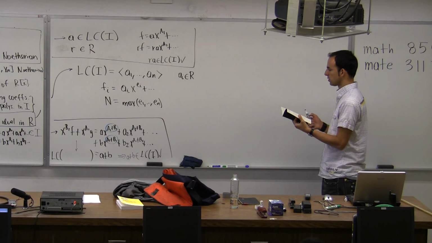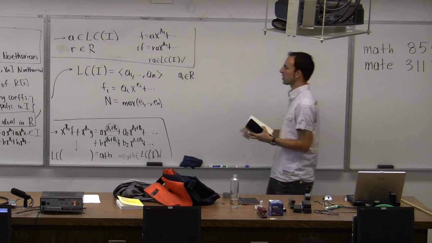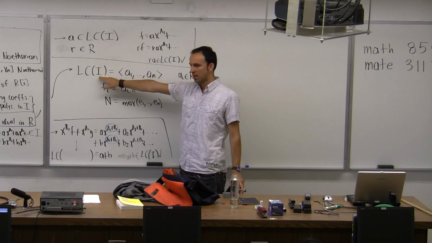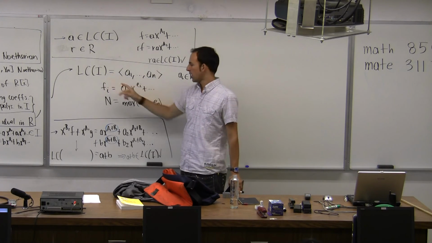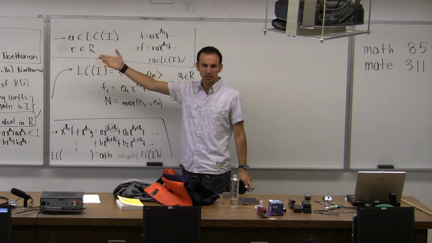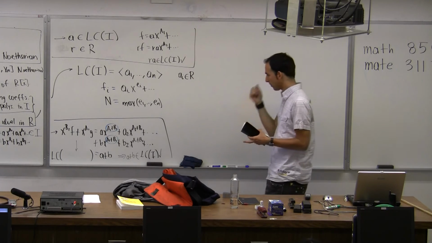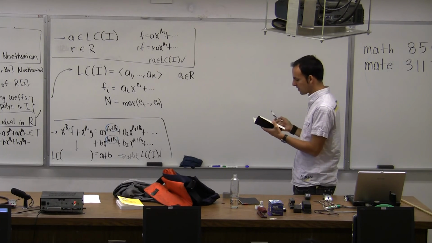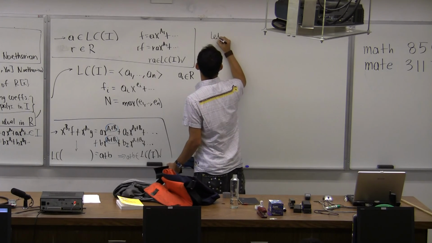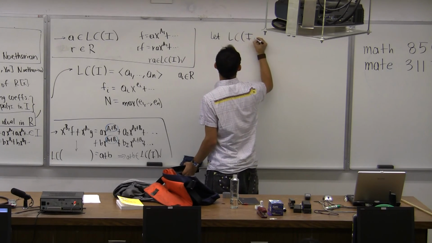But you can kind of see where I'm going. The point is that these Ai's are generators for my coefficients, and somehow I want to think of these polynomials as being generators for my ideal of polynomials. But it turns out that these Fi's are not enough. I need some more. So I'm going to define something else called LC of I_d.